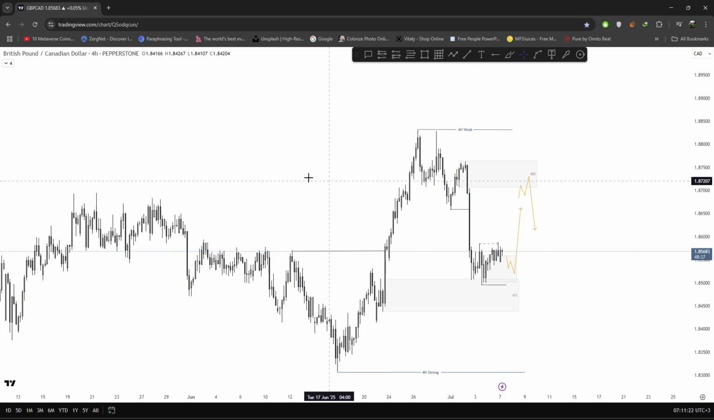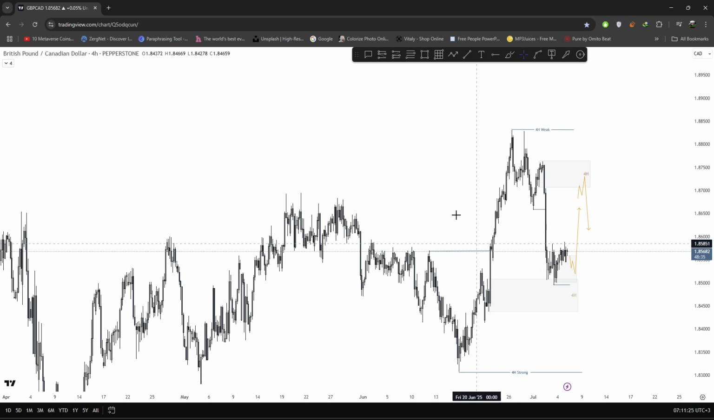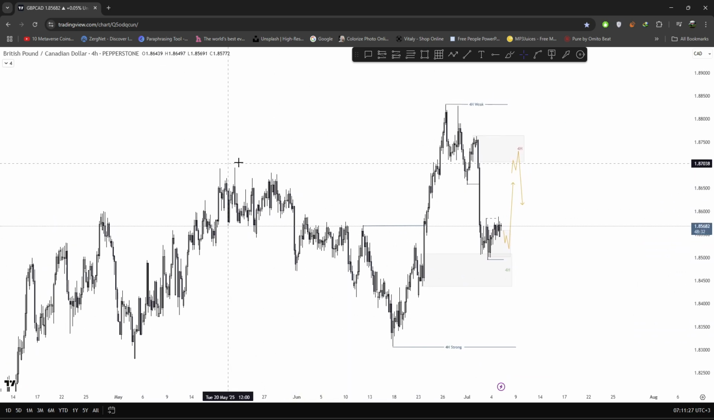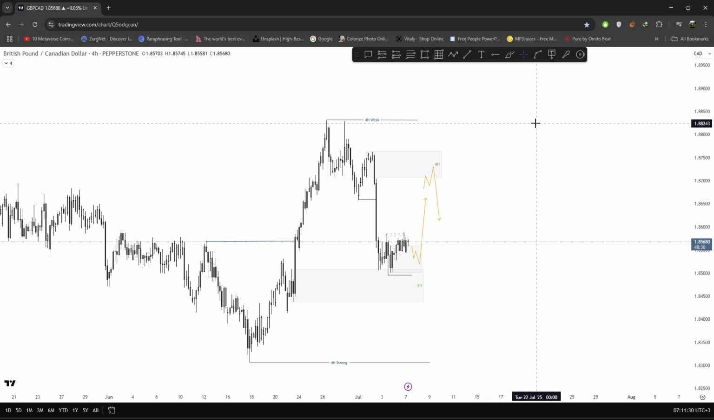Yeah, as we continue. Let's see. Yeah, GBP CAD has just been moving sideways quite a bit. So I think we've broken out of that zone for now.